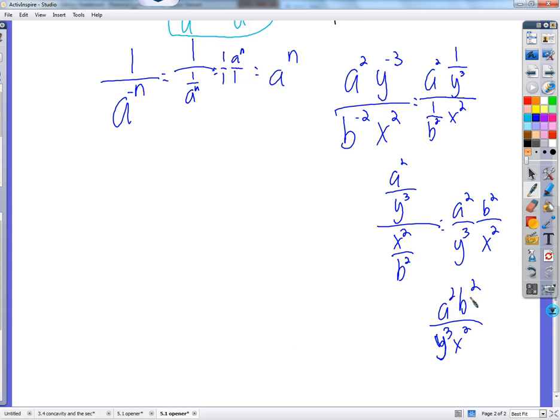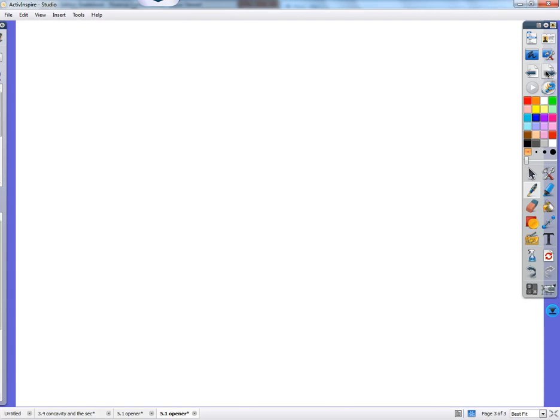So, just got a lot of information. Let's see if we can put it together. Get out your book so you can just read it from off the board here. I want you to simplify this expression. So what we want is to have positive exponents and combine things together if possible.